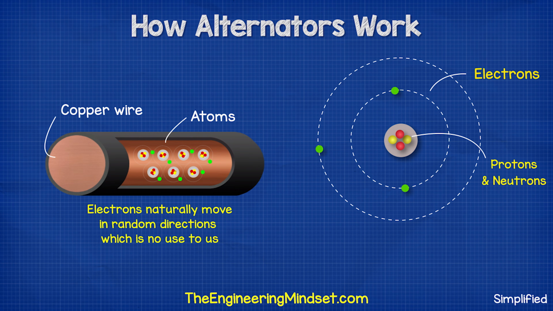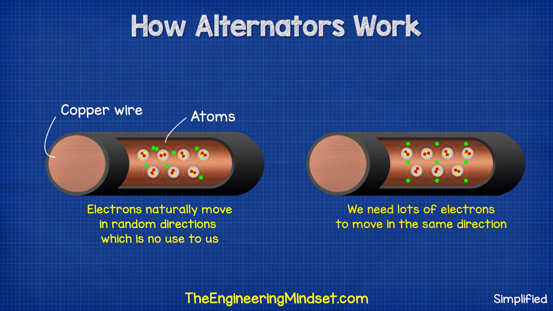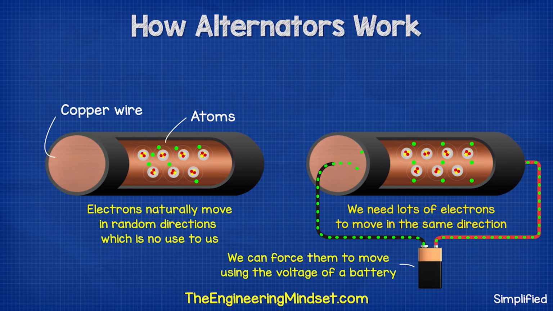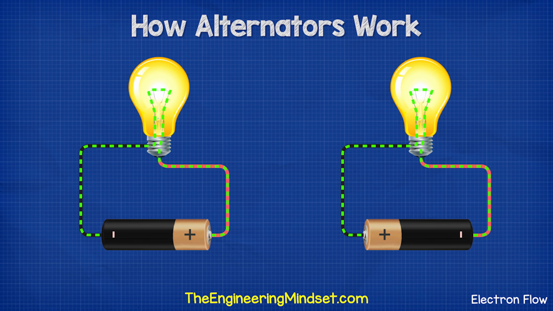no use to us. We need lots of electrons to flow in the same direction, and we do that by applying a voltage difference across the 2 ends of a wire. This forces the electrons to flow. If we reverse the battery, the electrons flow in the opposite direction.